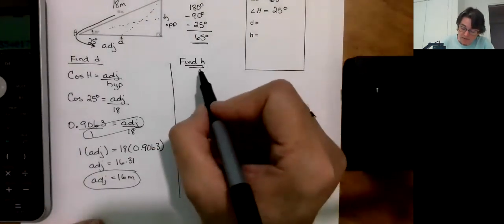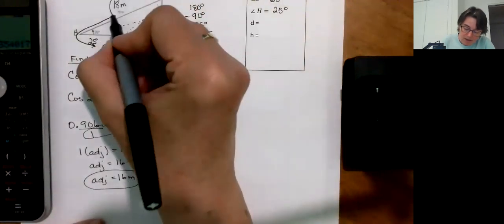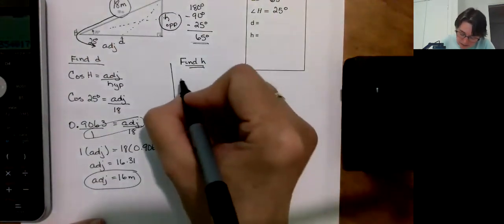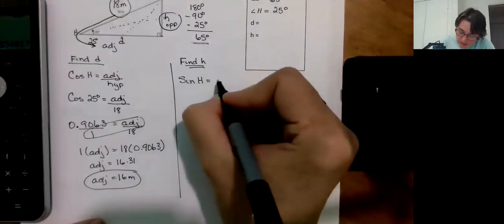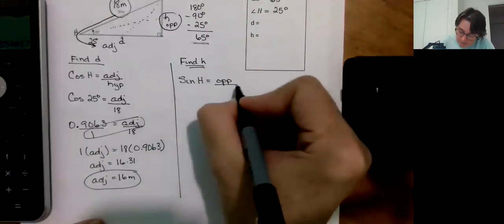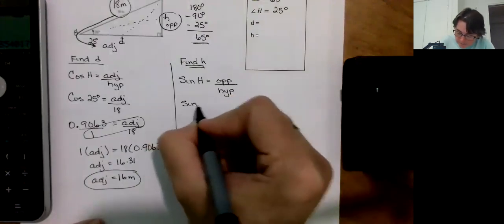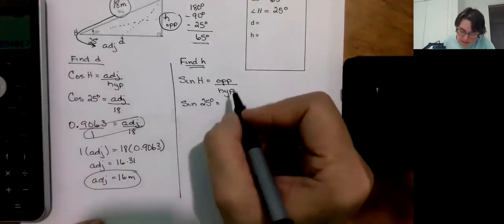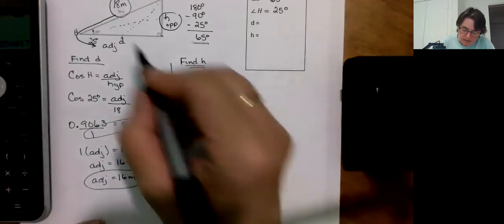So now I want to find h. H is my opposite side, and I have my hypotenuse. So opposite and hypotenuse, excuse me, is sine. So sine of h is opposite over hypotenuse. My angle h is 25 degrees. My opposite side I don't know. My hypotenuse I do know is 18.